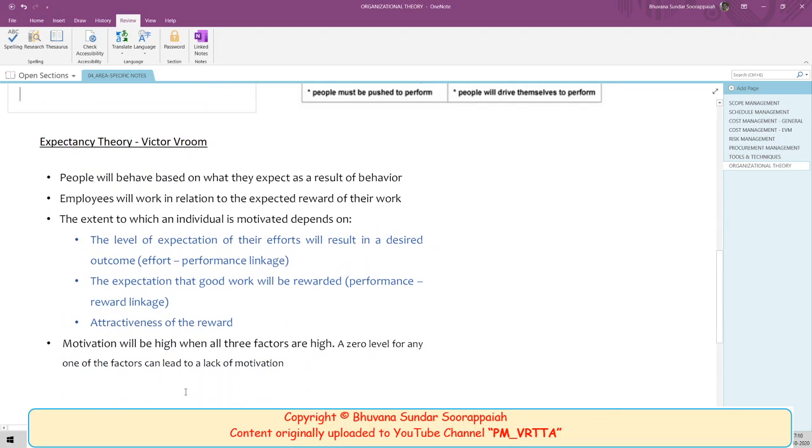Then comes the expectancy theory by Victor Vroom. This basically means people's behavior is a function of their expectation of what will happen if they behave in a certain way. If they believe that behavior will result in a reward, they enhance the behavior. If they believe that their behavior will result in punishment, they will not behave that way. Or if they think even if they behave wrongly they will not be punished, they continue behaving in that way.